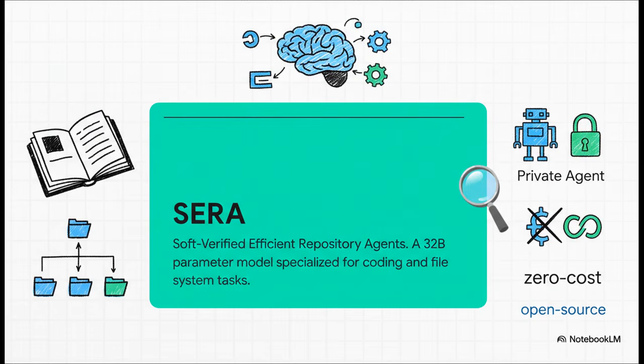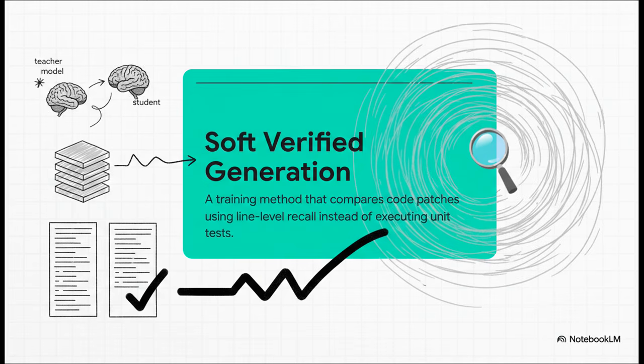You need a smaller, specialized agent that just gets the job done efficiently. So meet SERA. It stands for Soft, Verified, Efficient Repository Agents. Now, this is a 32 billion parameter model, but it punches way, way above its weight class. Why? Because it's a specialist. It wasn't trained on poetry or random facts from history. It was trained specifically to navigate complex code repositories and file systems. It knows how to find things, how to execute tools, and how to get tasks done. The key innovation here is a brilliant technique called soft verified generation. It solves a huge training bottleneck.